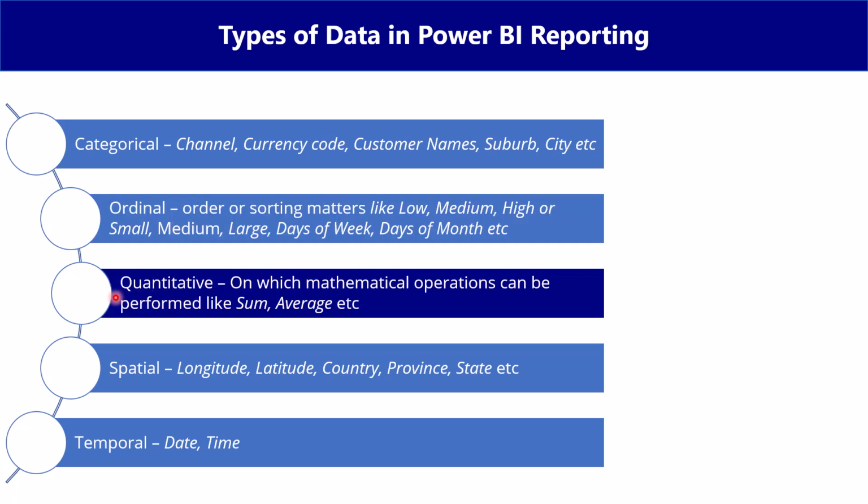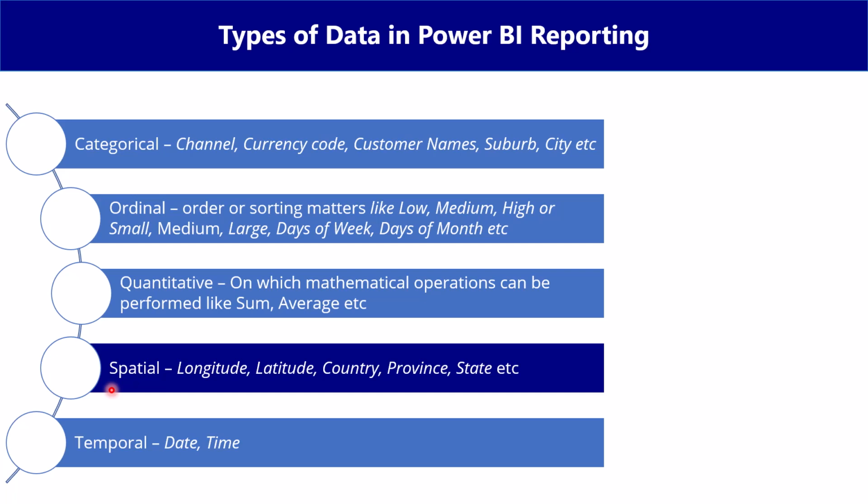The next one is quantitative. Any column which has numbers on which mathematical operations can be performed, like sum, average, multiplication, division, or some other operations like min, max, or some other statistical operations. This type of data is quantitative.